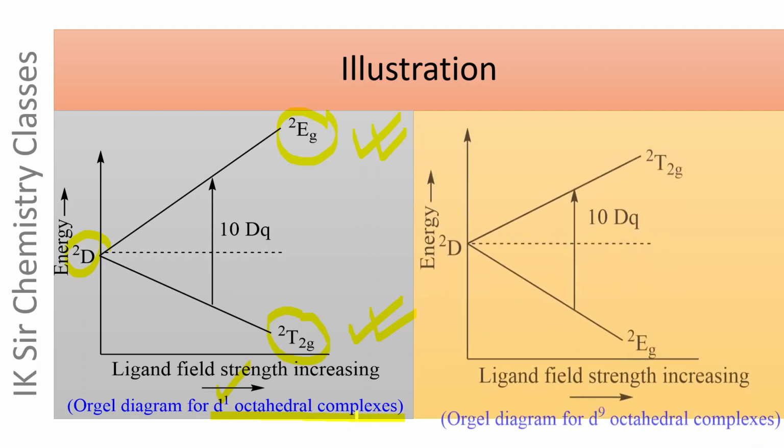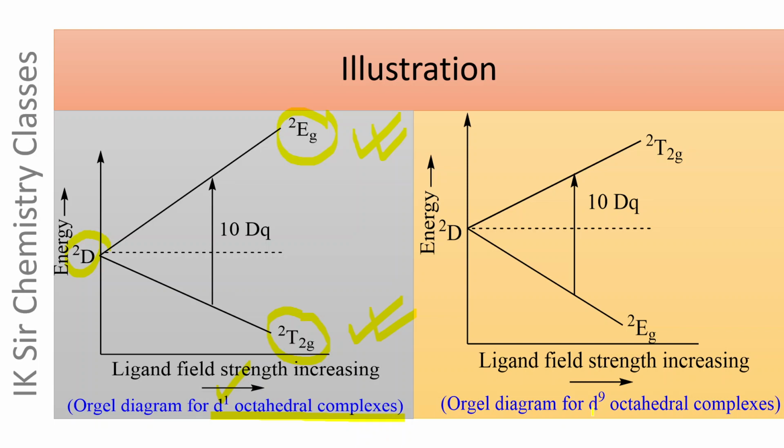On the other hand, the Orgel diagram for D9 octahedral complexes having one hole in the D subcell is just opposite to that of D1 octahedral complexes in which doublet D state splits up into doublet EG, which is the ground state, while doublet T2G is here excited state. It is the just opposite situation to the Orgel diagram of D1 octahedral complexes.